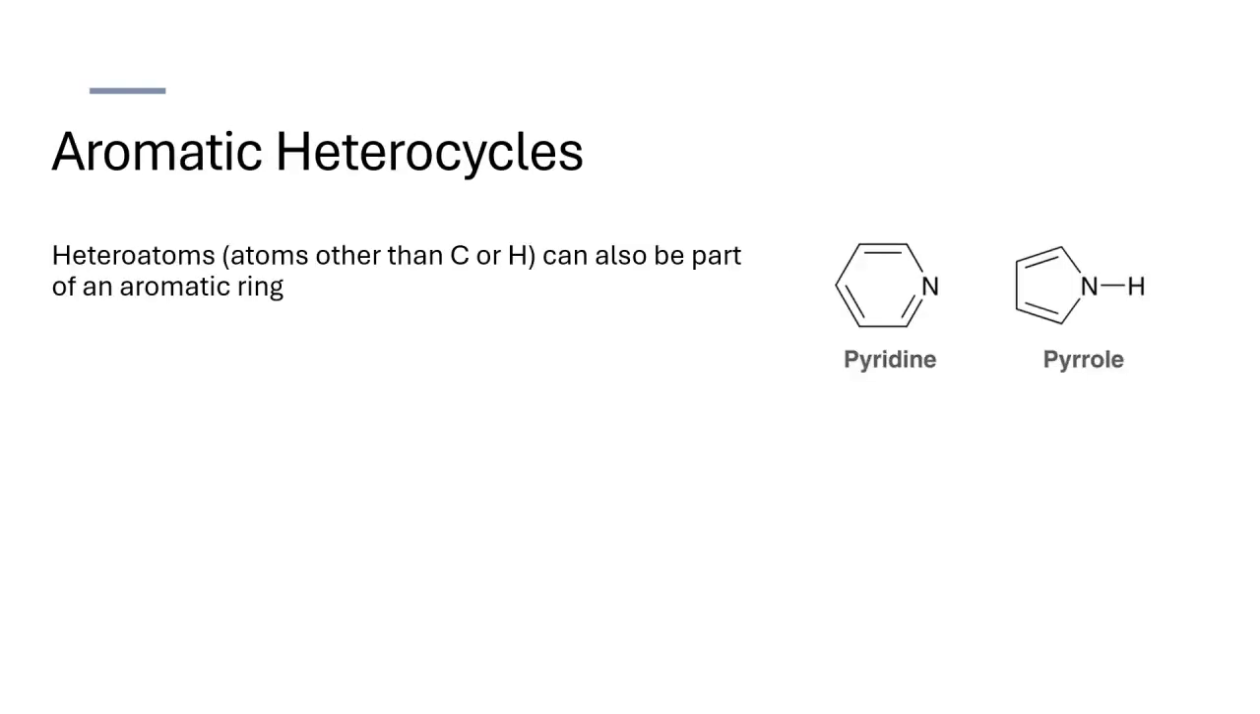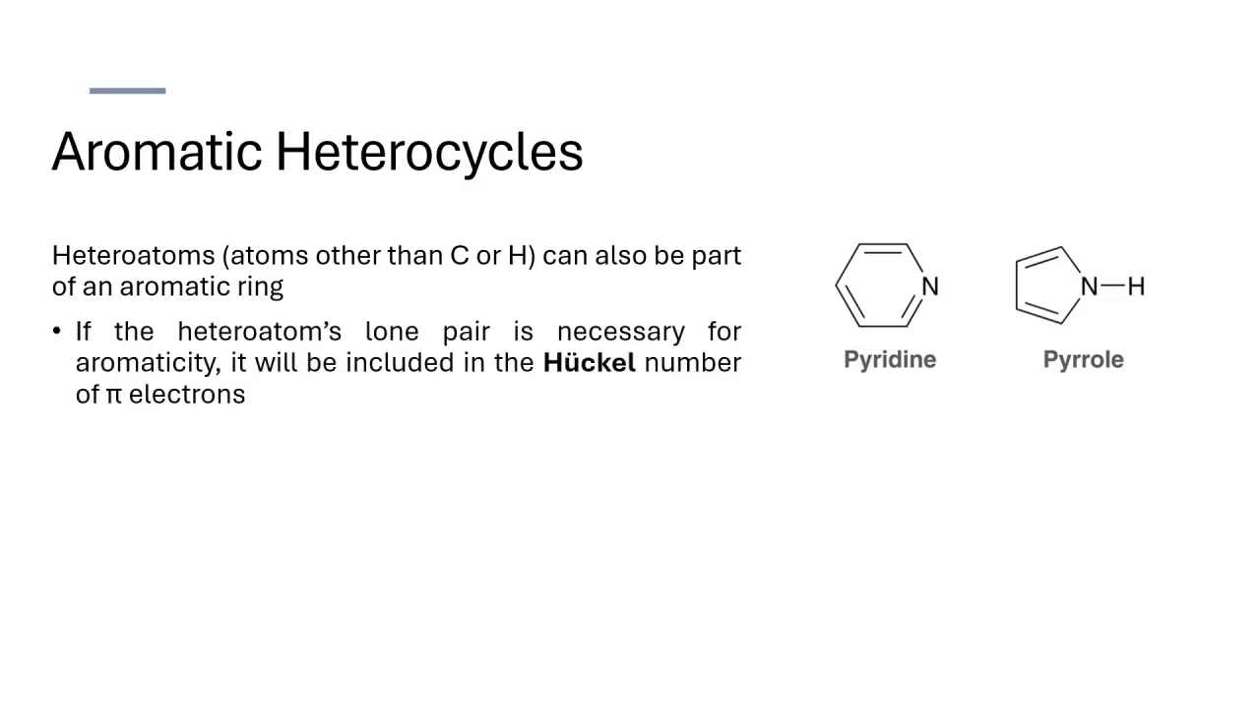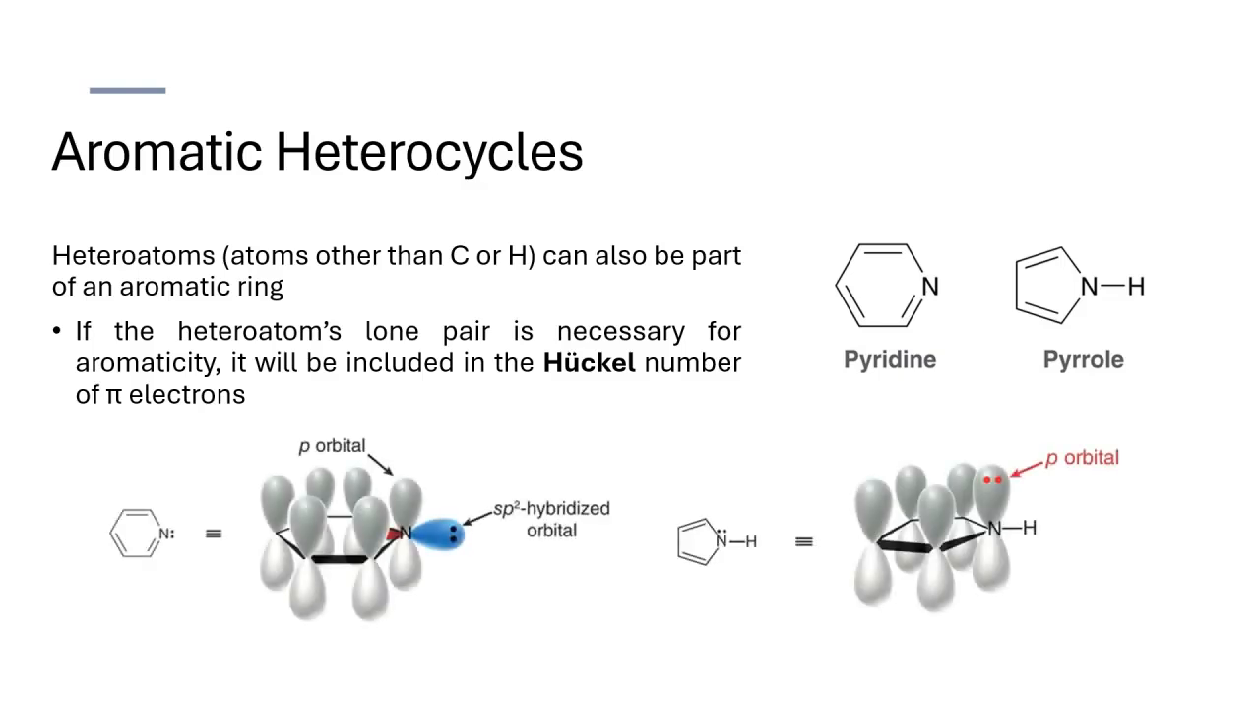Aromatic heterocycles. Heteroatoms, atoms that are not carbon or hydrogen, can also be part of an aromatic ring. Let's consider pyridine and pyrrole. If the heteroatom's lone pair is necessary for aromaticity, it will be included in the Huckel number of pi electrons. So let's consider our first example, pyridine.